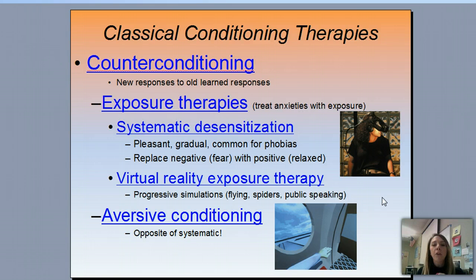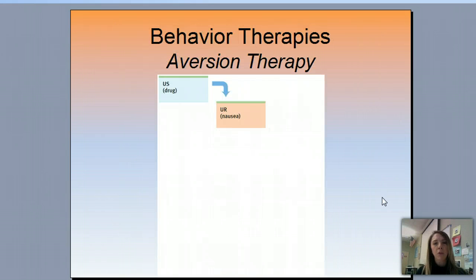So aversion conditioning, do I have an example next? I do. Okay, so aversion conditioning is when I actually want to teach them to avoid that situation. Okay, so instead of trying to replace a positive with a negative, I'm trying to replace a negative with a positive. So aversion conditioning, I'm trying to avert them from that thing. So here's an example of aversion therapy, and you might want to write down this chart.